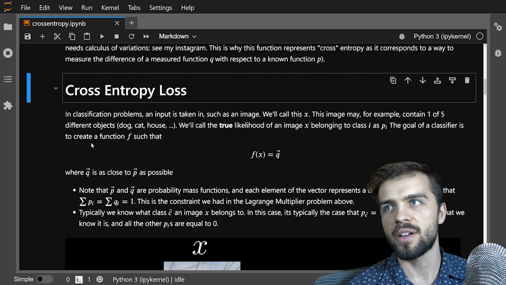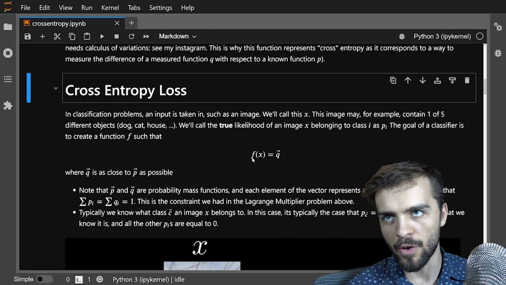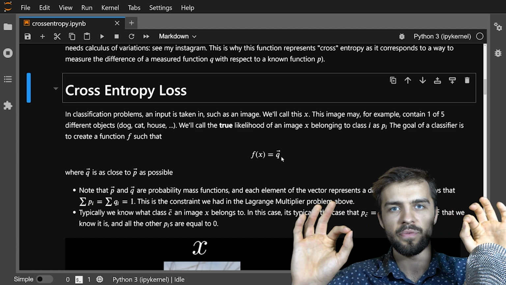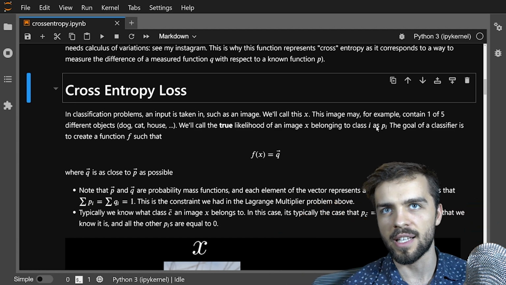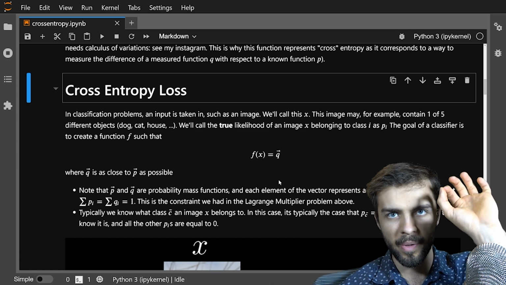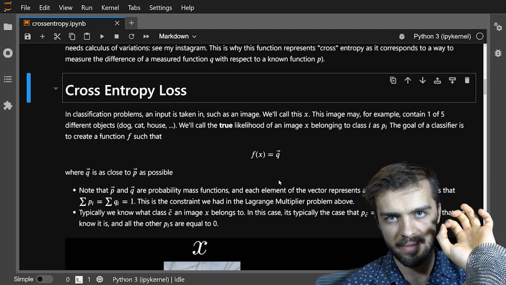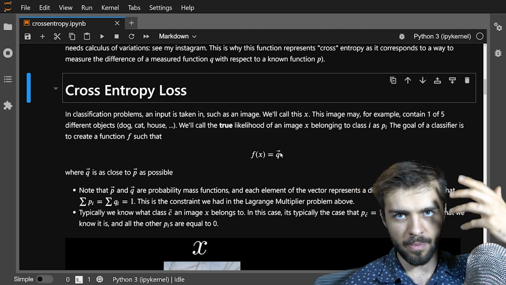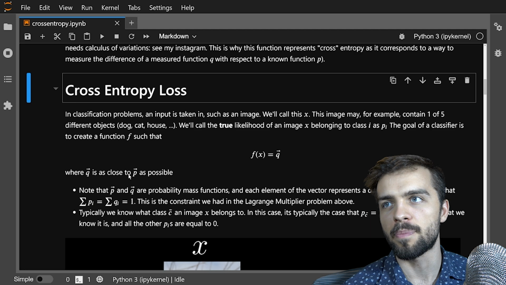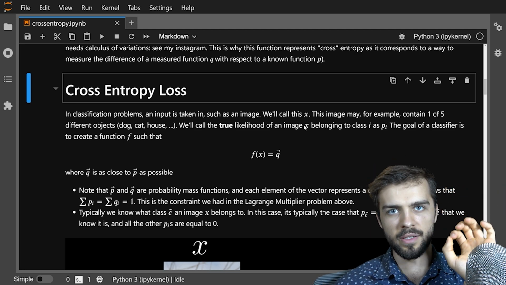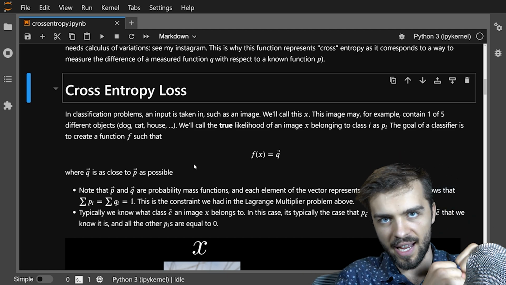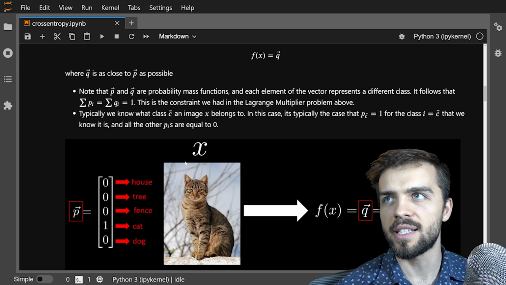The goal of the classifier is to create a function f that takes in your image X, and it predicts Q. And Q is the list of the 5 different possibilities. So if there's 5 different objects, then P is going to be a vector of length 5. This is going to predict a vector of length 5, giving the probability of it belonging to either dog, cat, house, whatever. It will just give a value, so it's a probability mass function in this vector. And the goal is that you want Q to be as close to P as possible. So if P is like 0 0 1 0 0, where maybe the 1 corresponds to cat, then you want Q to mimic that as best as possible.